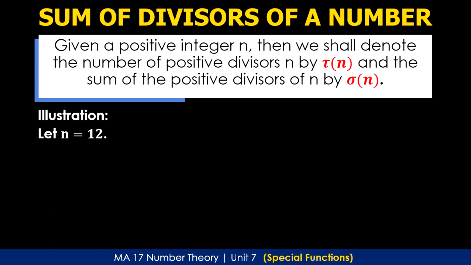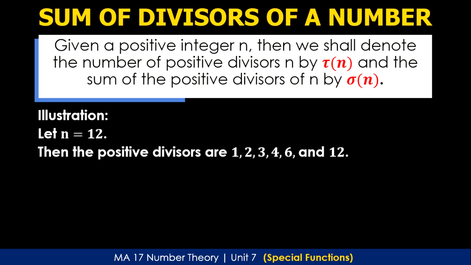Let 12 be the number. Then the positive divisors are 1, 2, 3, 4, 6, and 12. And we know that 1, 2, 3, 4, 6, and 12 are the divisors of the number 12.